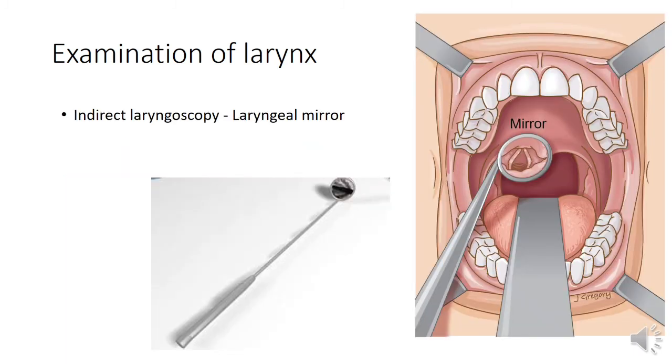Coming to the examination of interior of larynx. The interior of larynx can be examined in a few different ways, ranging from the simpler ones to more invasive procedures. The simplest method is indirect laryngoscopy, which is done with the help of an instrument called the laryngeal mirror. It looks more or less similar to the dentist's mouth mirror. This mirror is used to obtain an indirect view of the interior of larynx.